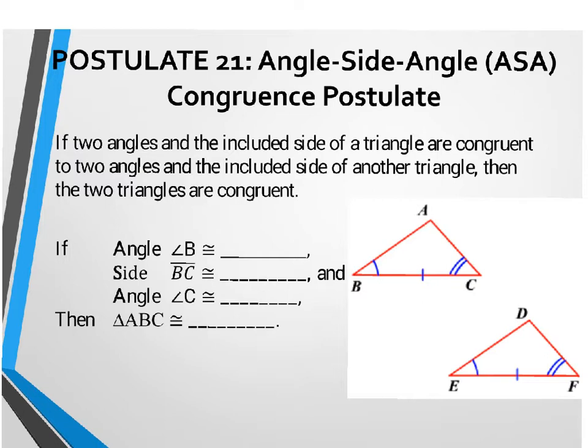Okay, so let's fill out this statement here. Angle B needs to be congruent to angle E. BC needs to be congruent to EF. And then angle C needs to be congruent to angle F. And then that makes triangle ABC congruent to triangle DEF. All right. So we'll use this in a little bit in a proof and in examples like I've shown you before, deciding whether enough information is given to prove two triangles congruent.